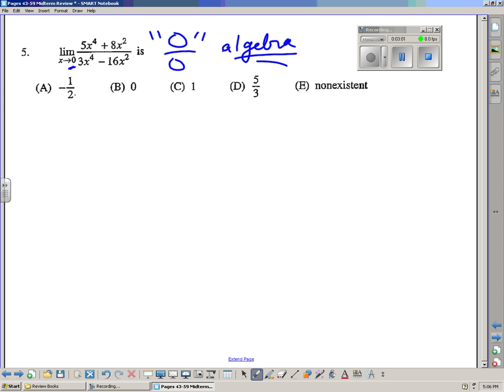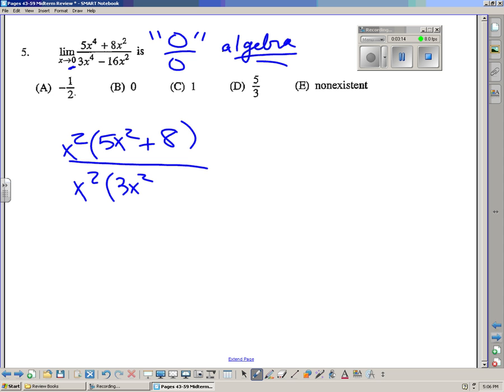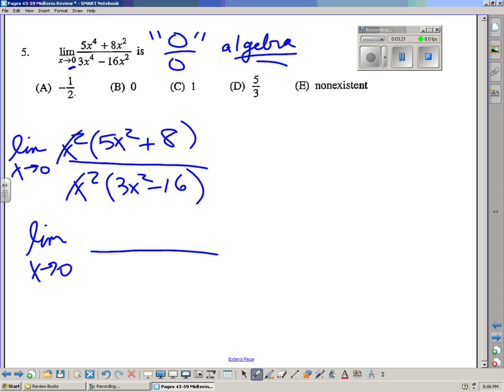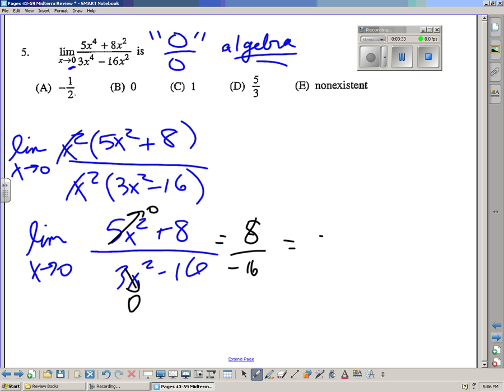The algebra we can do here is factor out the GCF. So in the top, we get a GCF of x squared, leaving us with 5x squared plus 8. The bottom, the GCF is x squared as well, leaving us with 3x squared minus 16. This is the limit as x goes to 0. These go away. We get the limit as x goes to 0 now of 5x squared plus 8 over 3x squared minus 16. Now if we plug in 0, these terms vanish. We get 8 over negative 16, which is negative 1 over 2, choice A.